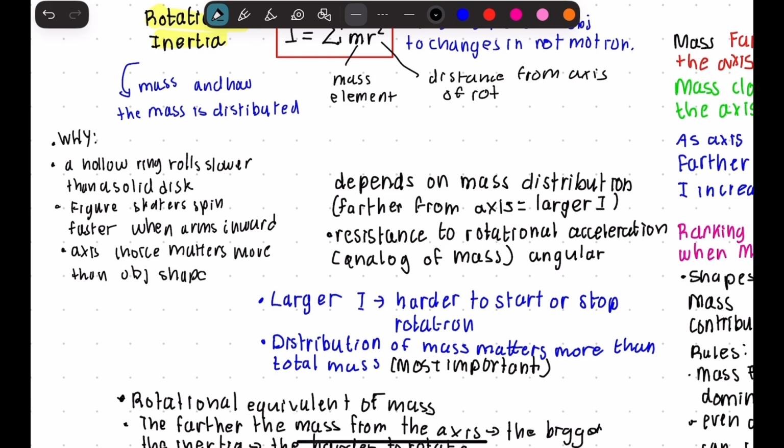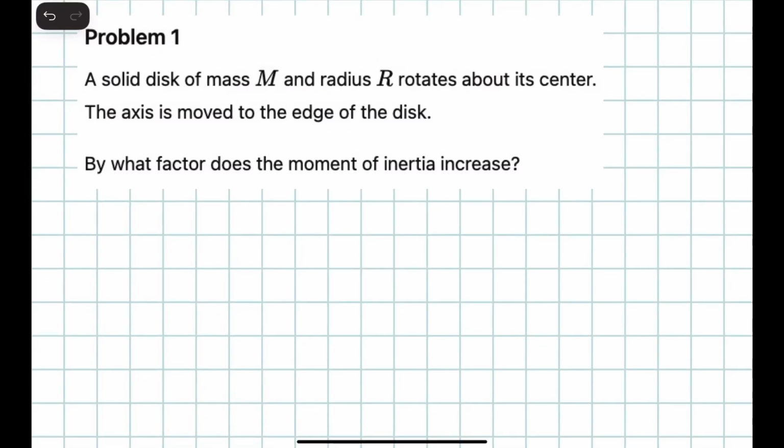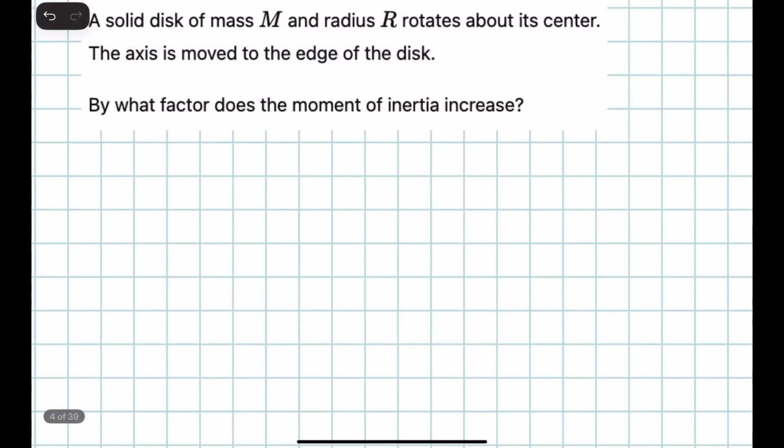So essentially, where you create your axis is more important than whatever shape you have, always. So now let's start off with problem 1. A solid disk of mass m and radius r rotates about its center. The axis is moved to the edge of the disk. By what factor does the moment of inertia increase?